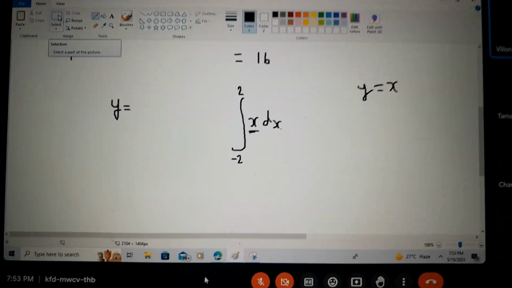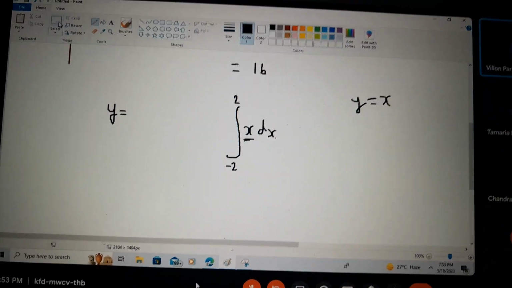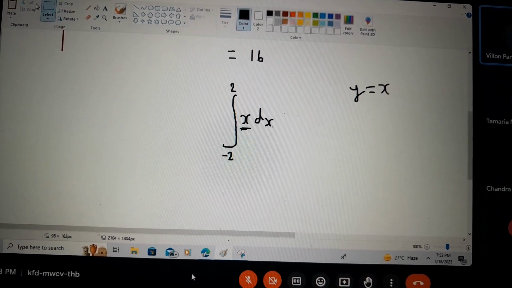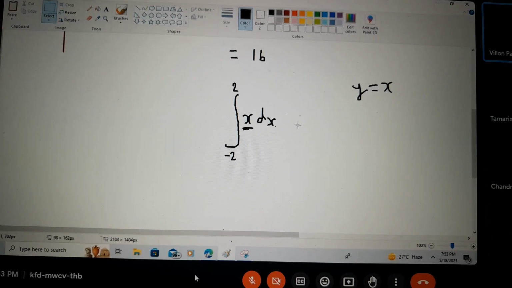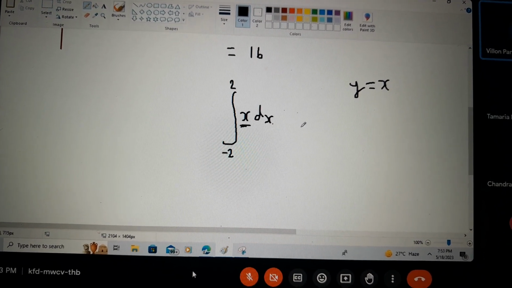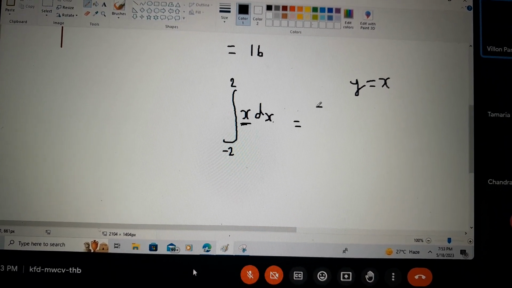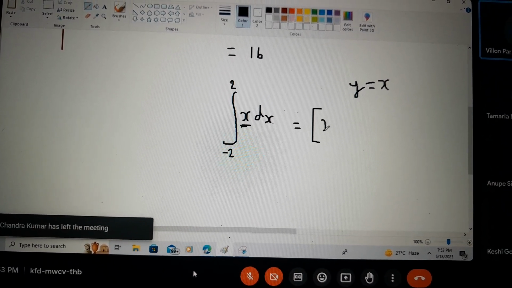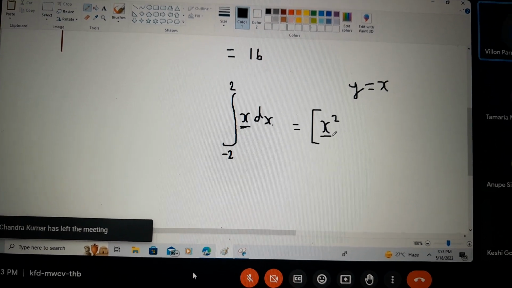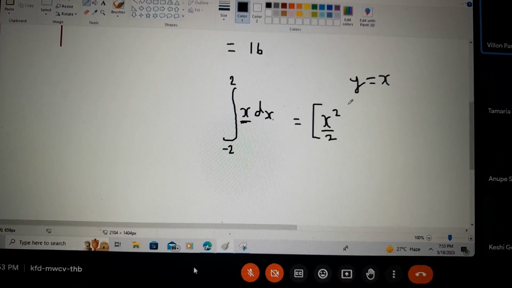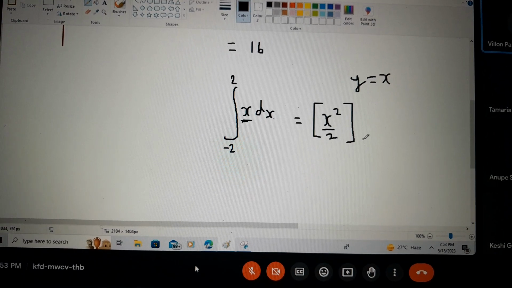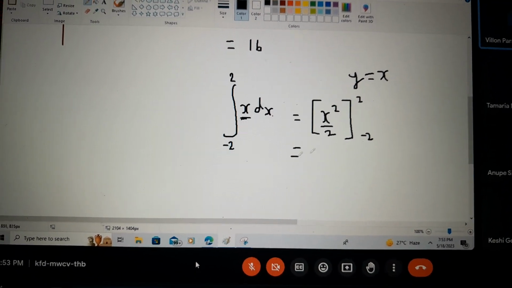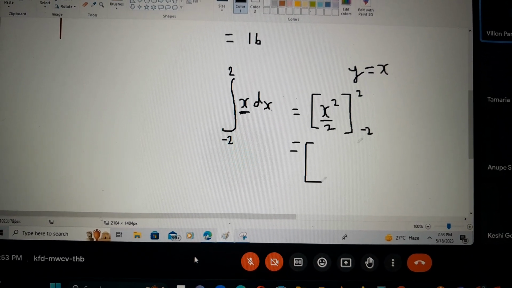Now let me show you what this looks like. Or you know what? Let's find the definite integral before I show you what it looks like. When we integrate x, what will we get? X squared over 2. So we'll have x squared over 2, right? From negative 2 to 2. So let's work this out and see what we'll get.